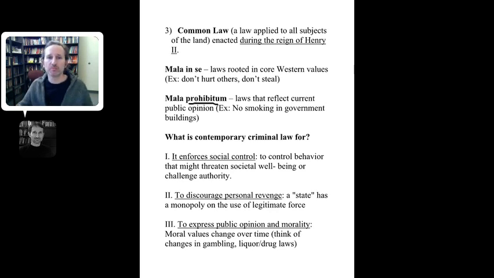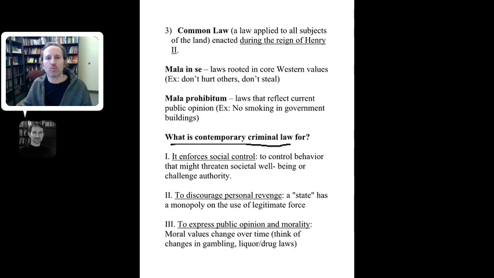Mala prohibitum, on the other hand, are laws that are related to contemporary public opinion. Okay, so they're not rooted in something so long-standing. A great example I think of is that when I was a kid, people smoked all the time in government buildings. Smoking, again, was seen as something that people just did. My father had a shop, he was a watchmaker, and he had a cigarette ashtray right there for everybody who would come in. The thought of that today is a little bit odd. So mala prohibitum are laws that change over time depending on the social context.